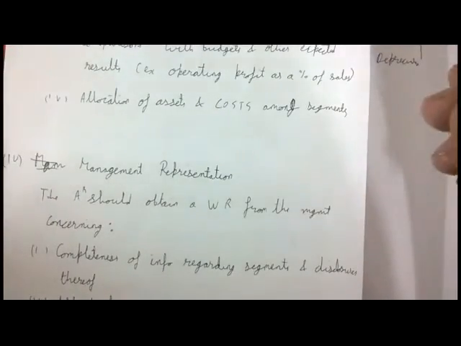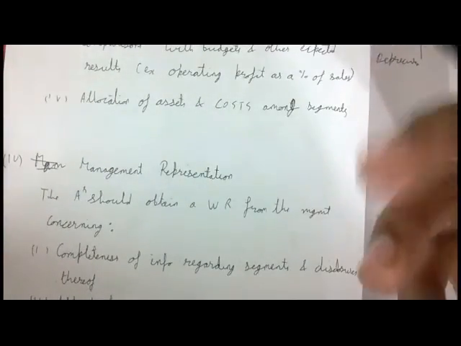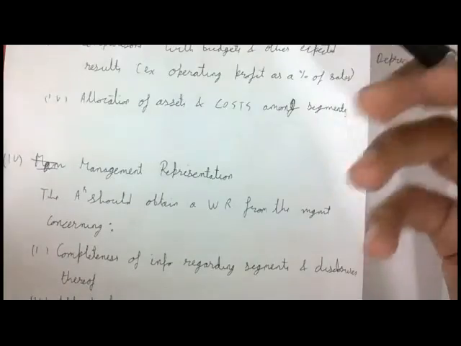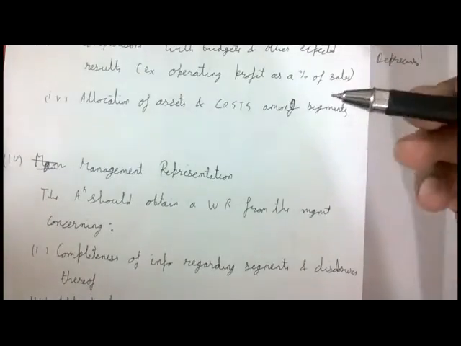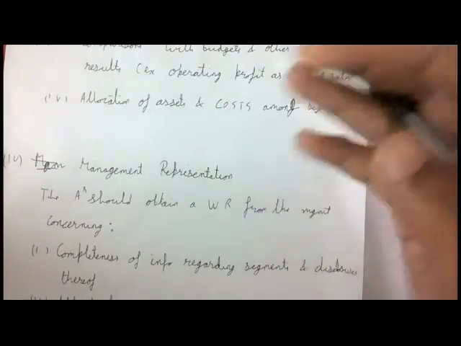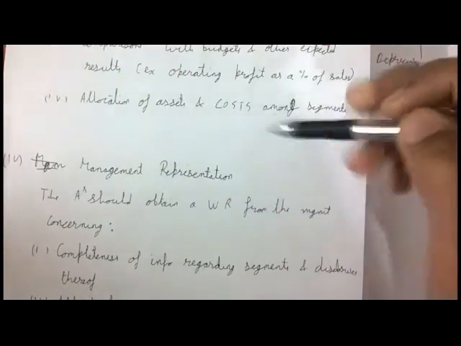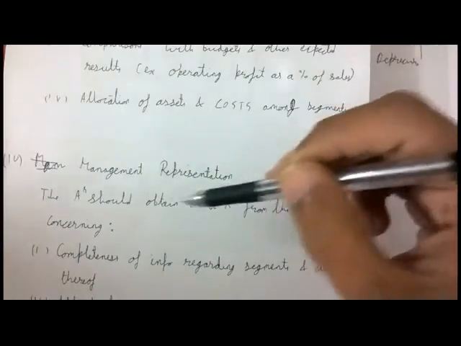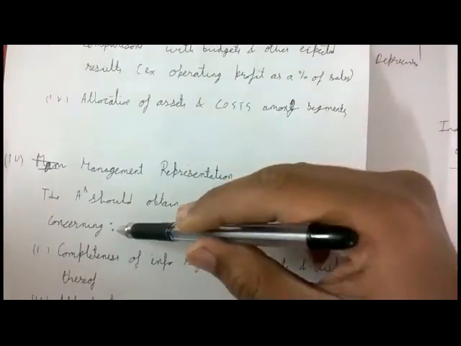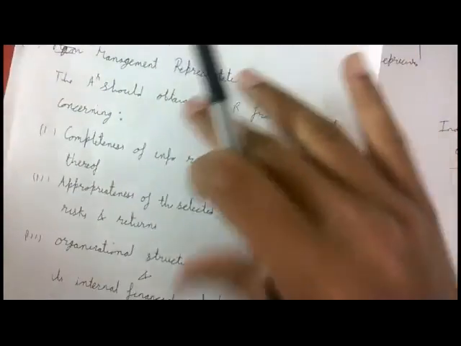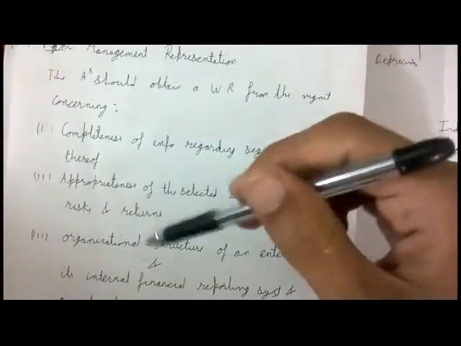Now the management representation. Management representation is a written representation that you ask from the management. That is, the management gives it to you in writing. It writes down what the auditor is asking for. So the auditor should obtain a written representation from the management concerning these things, right? The written representation is going to be concerned about these three things. The management has to give it in writing regarding these three things.